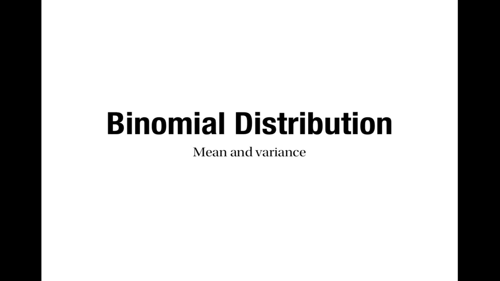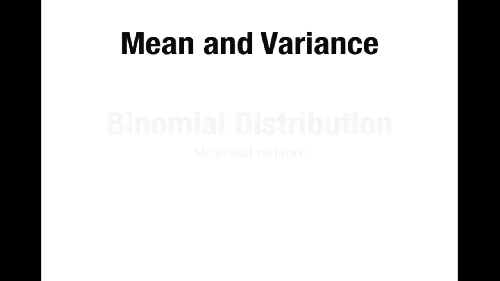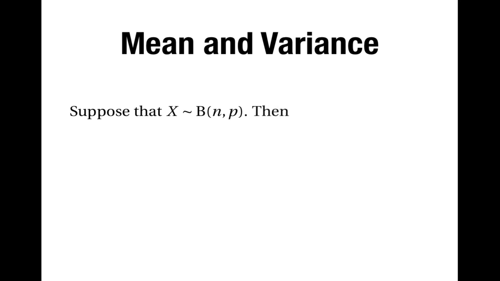This is a video about the mean and variance of a binomial distribution. Suppose that we have a random variable which has the binomial distribution where n is the number of trials and p is the probability of success. It can be proved that the mean of this distribution, or the expected value of x, is equal to n times p, the number of trials times the probability of success.